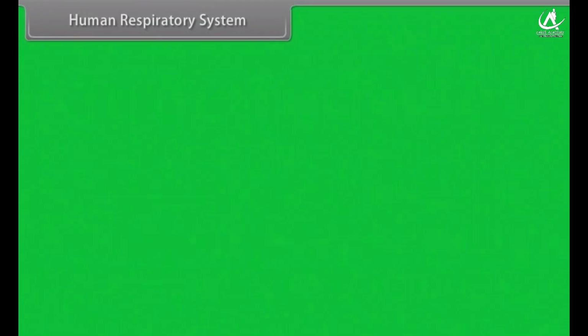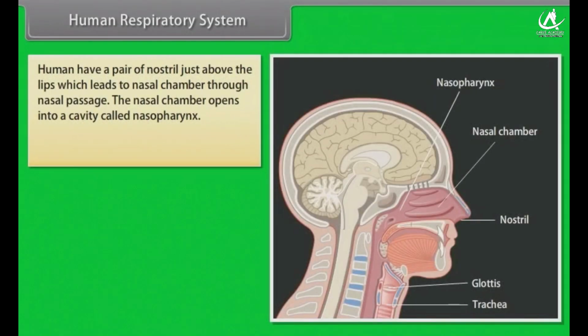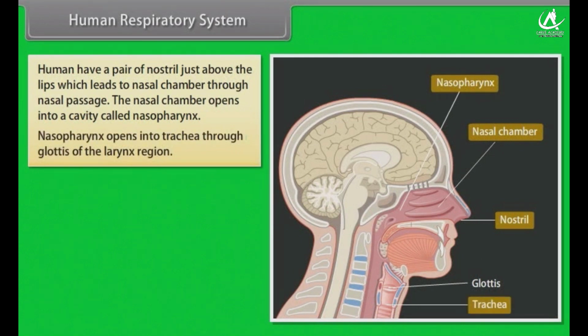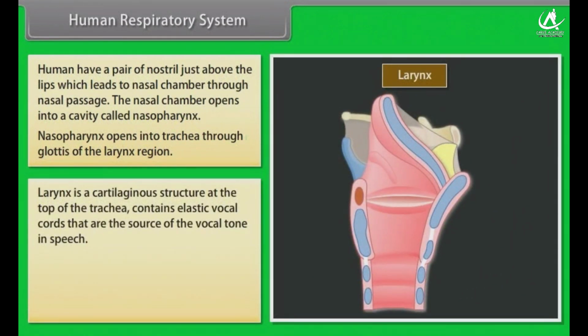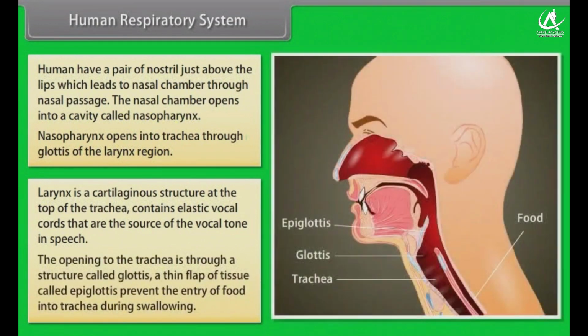Human respiratory system. Humans have a pair of nostrils just above the lips, which leads to nasal chamber through nasal passage. The nasal chamber opens into a cavity called nasopharynx. Nasopharynx opens into trachea through glottis of the larynx region. Larynx is a cartilaginous structure. At the top of the trachea are elastic vocal cords that are the source of the vocal tone in speech. The opening to the trachea is through a structure called glottis.